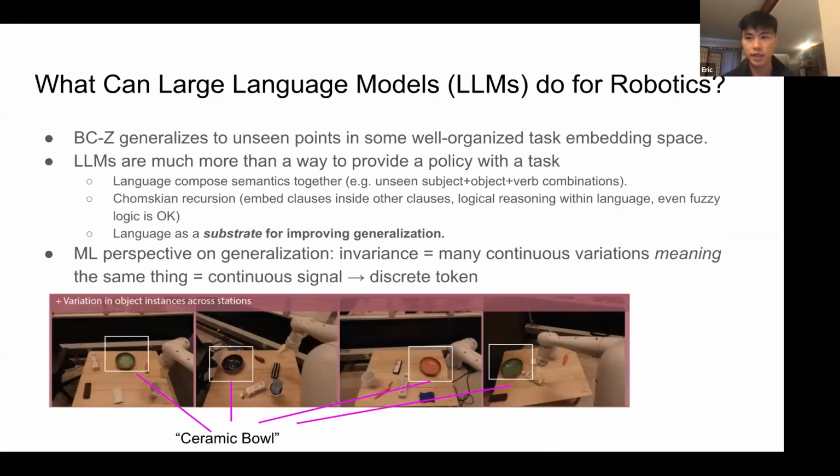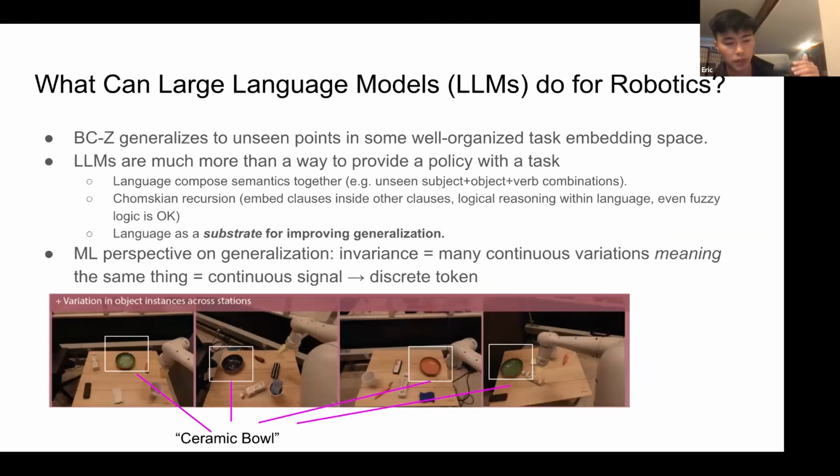Okay, so I want to close out this talk by recapping what I think large language models can do for robotics. This neural network architecture can do tasks that it wasn't trained on because it generalizes to unseen points in some well-organized task embedding space. And how do you make well-organized task embedding spaces that are conducive to generalization? I think that large language models are the way to go, because the ontology of language is equivalent to the ontology of generalization. Not only can you do compositionality, but I think as we scale these approaches up in the future, you can do more clever things like Chomsky recursion.